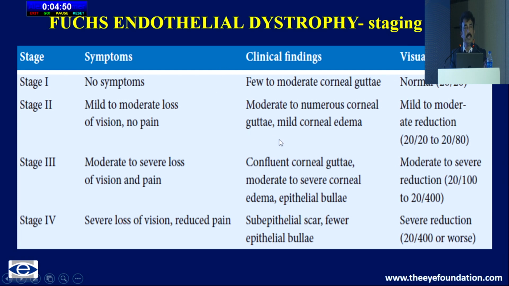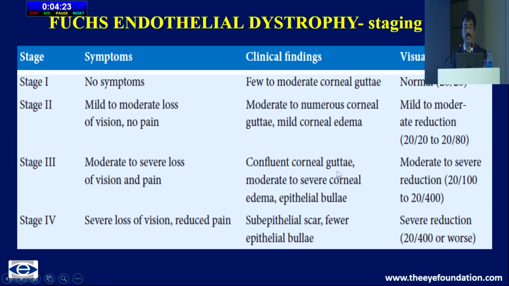Stage 2, the patient is symptomatic. They will have a mild to moderate loss of vision, but without any irritation, pain, or photophobia. But the patients can have moderate to severe corneal guttae and mild corneal edema, and the visual acuity can be affected, 20/20 to 20/80.